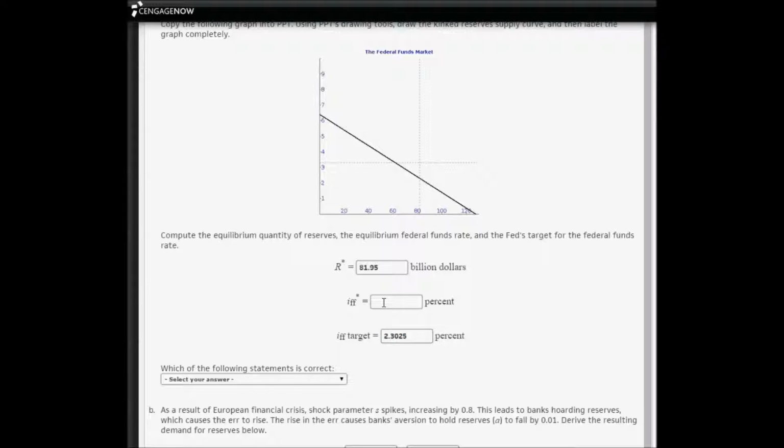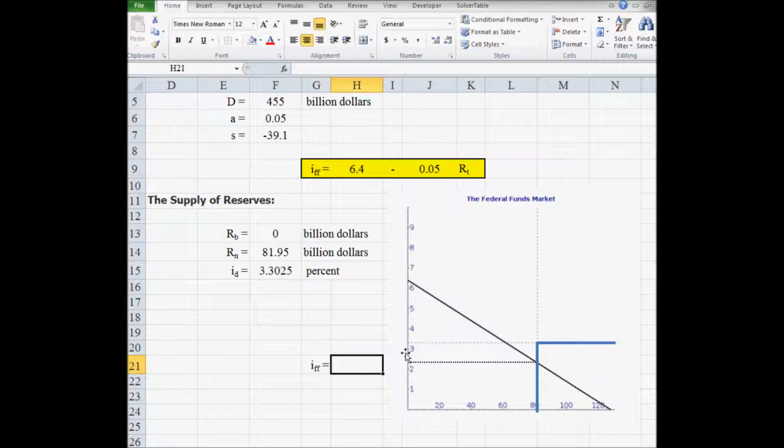Now we're going to find the federal funds equilibrium. To get the equilibrium federal funds rate, we have to find where the demand curve and supply curve cross, and they cross right here. So this one's actually pretty easy. We plug in this value to the demand curve. So 6.4 minus 0.05 times the quantity of reserves, which is 81.95. So the equilibrium federal funds rate is 2.3025.